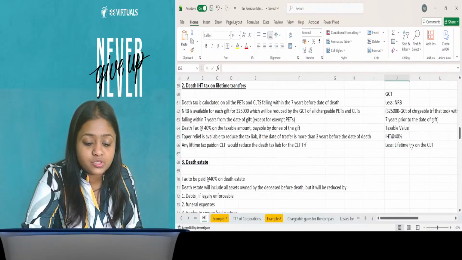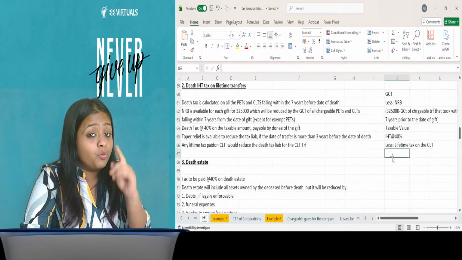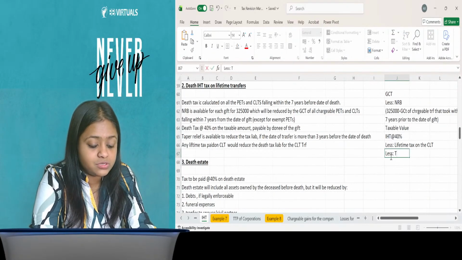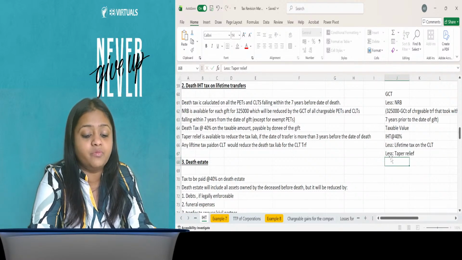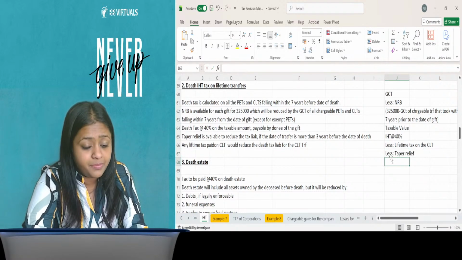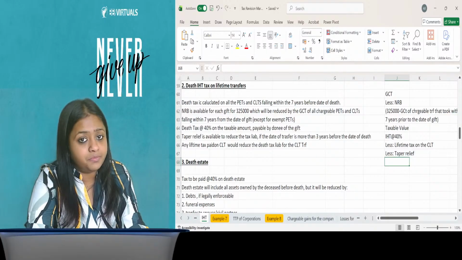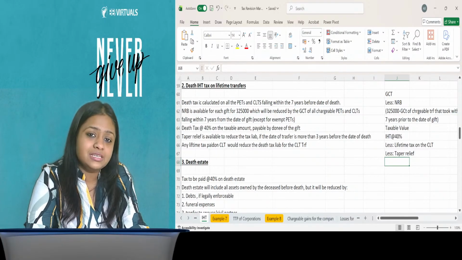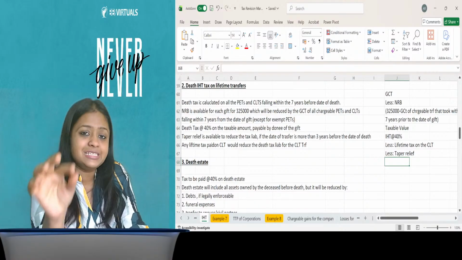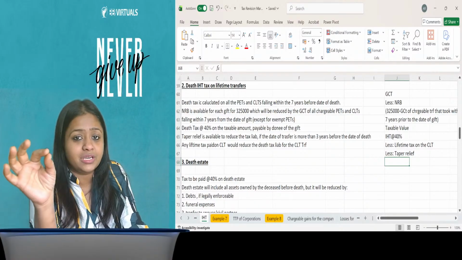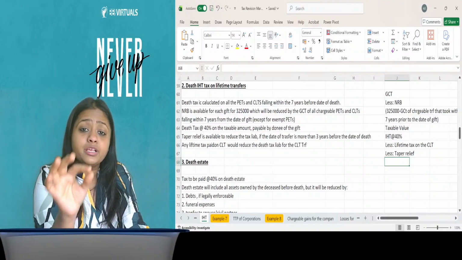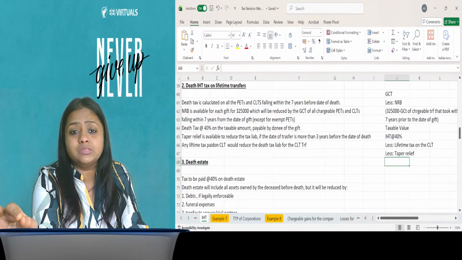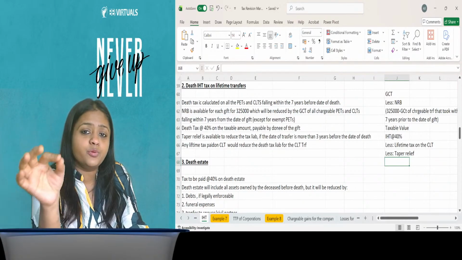Now you will reduce your lifetime tax here. You will get another benefit: you will reduce a taper relief. This table will be given to you in your exam, and it would be made available to you. Now, what is this table about? It simply says, please see the period between the date of gift and date of death. If the period is beyond 3 years and up to 7 years, only then you will get the relief.